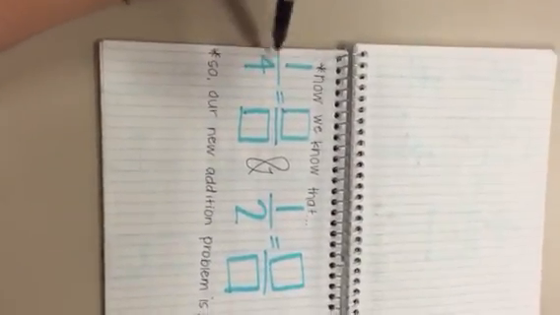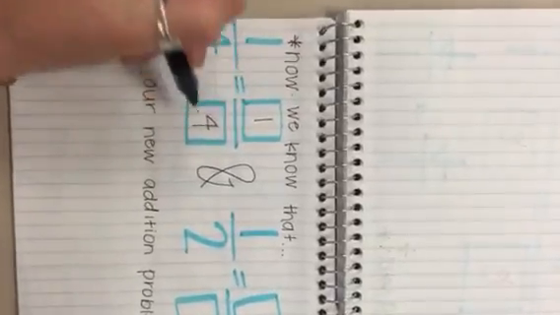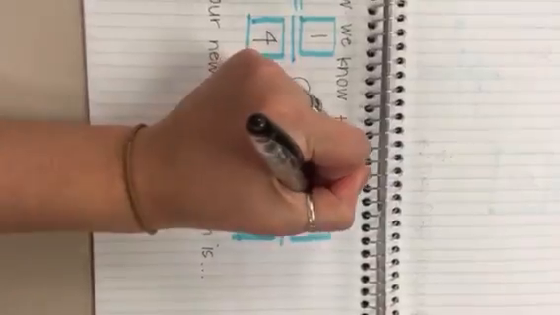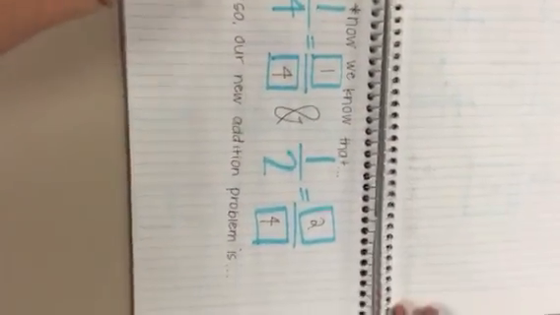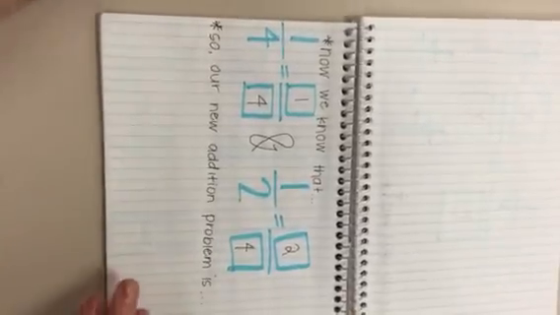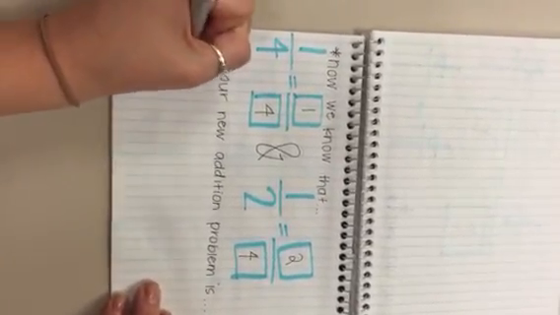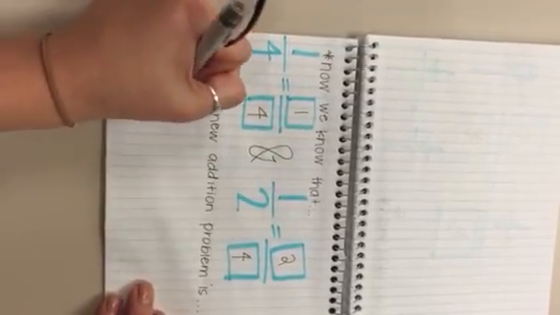Now we know that 1/4 is equal to 1/4, since 4 is the common denominator, and 1/2 is equal to 2/4. Therefore, we know that our new addition problem would be 1/4 plus 2/4.